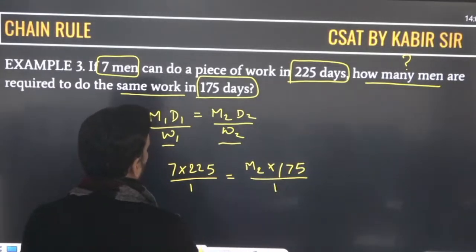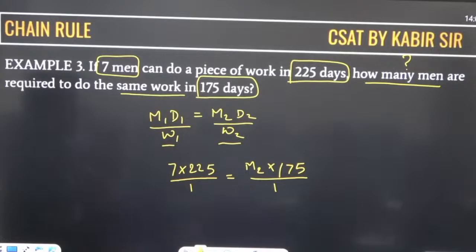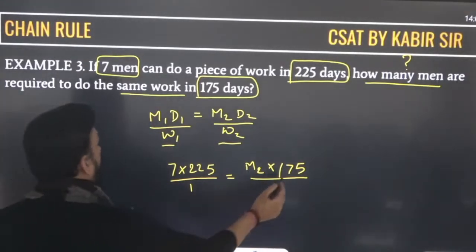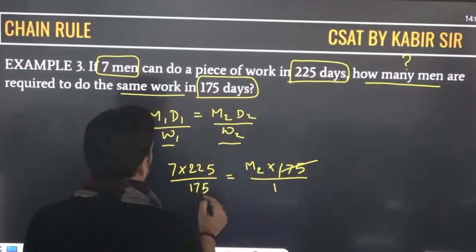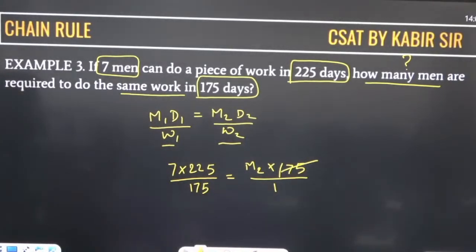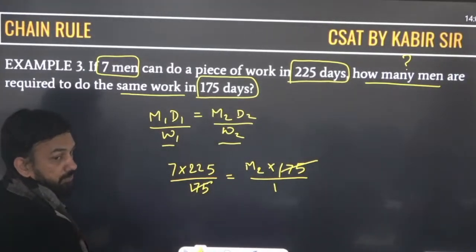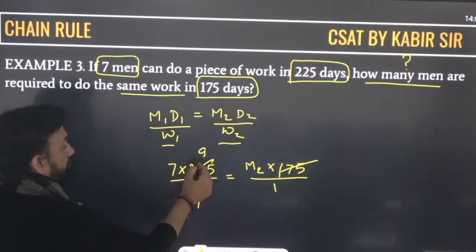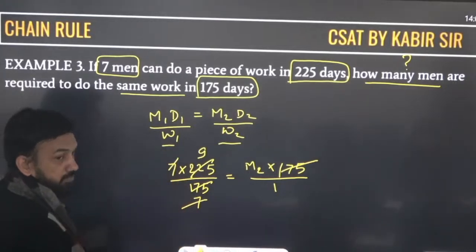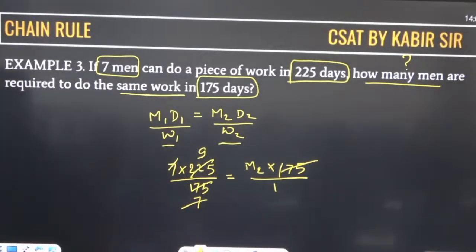This will be same actually. So can we solve this? So 175 will cancel with 225, right? From 25 you can cancel this. How many times will it go? Yes, 7 will cancel this 7, right? So how many men are needed? 9 men, right? Are you getting it?